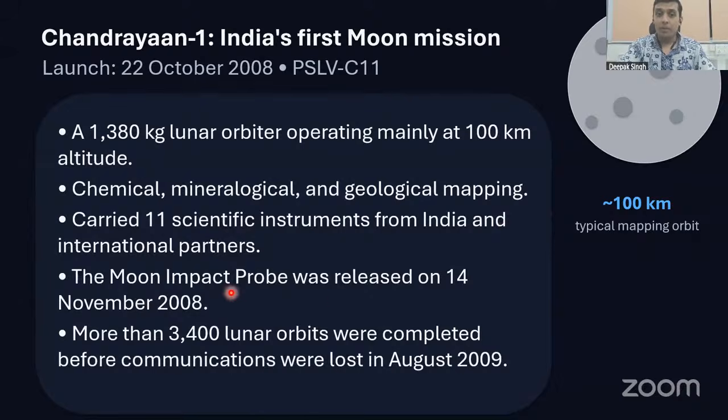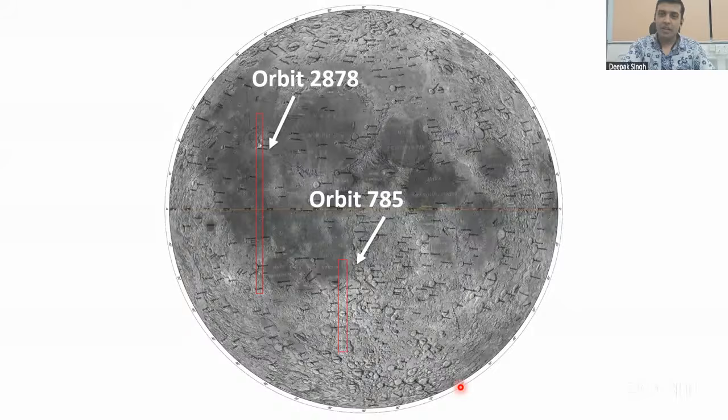It also had a Moon Impact Probe, MIP, which was released in November 2008, and it hit the moon eventually. It hit the surface of the moon, and it crashed. But while doing it, it got a lot of measurements, images, and all that. We were able to capture about 3,400 orbits of the moon before we lost communication, and the mission was lost in 2009. So moving on, this is the research which I did when I went to ISRO to do my research at that time, 2009-10. So these are the two orbits of data. I'll zoom in a little bit because I'll show you what actually is there.